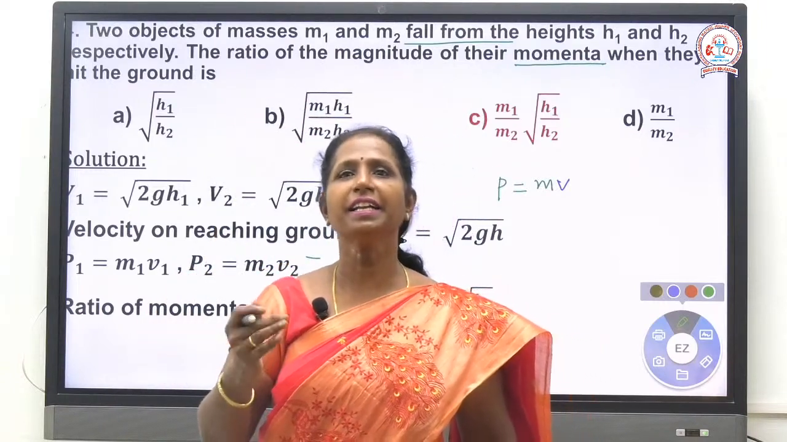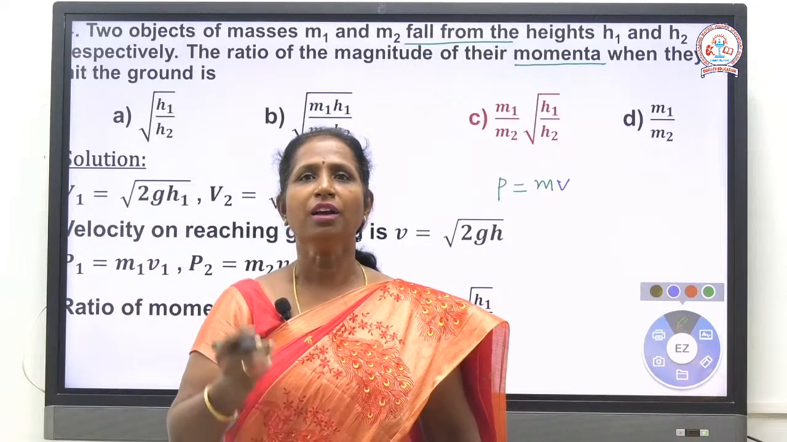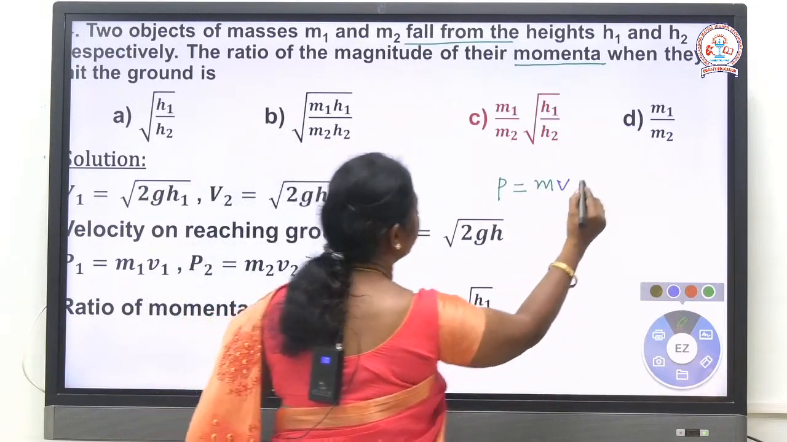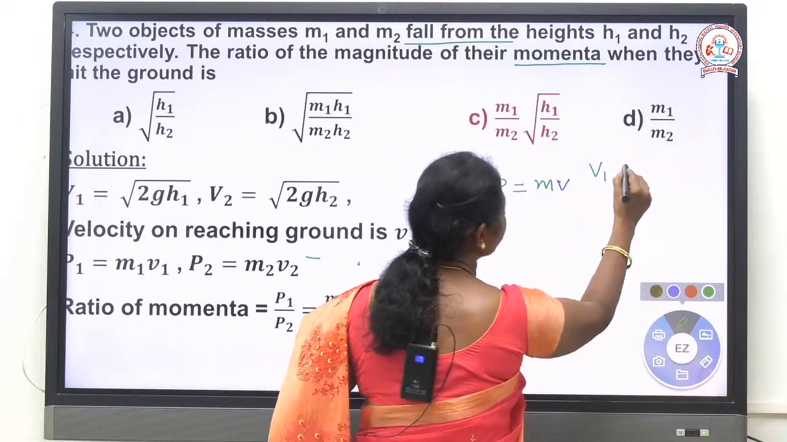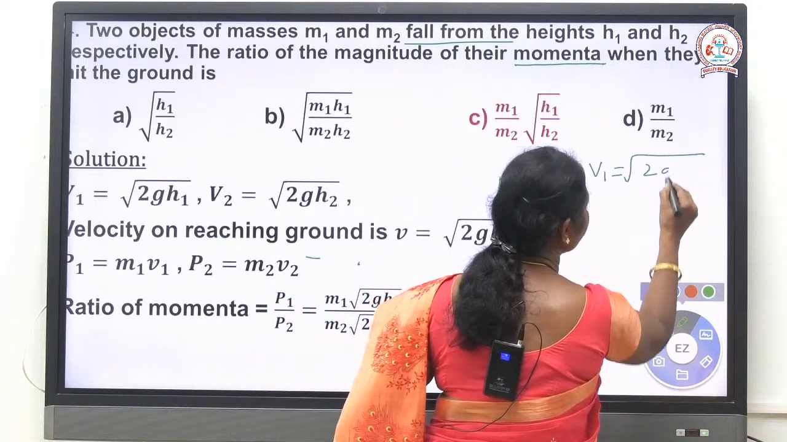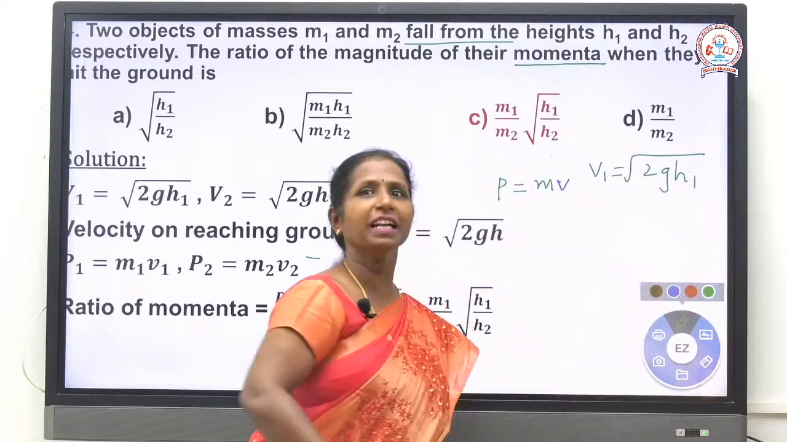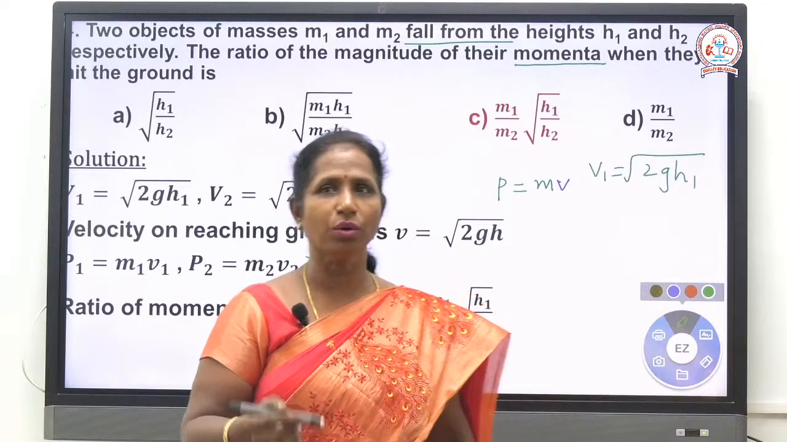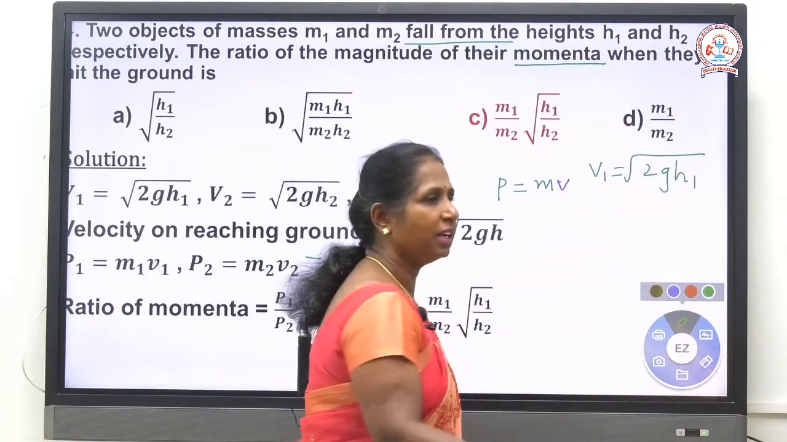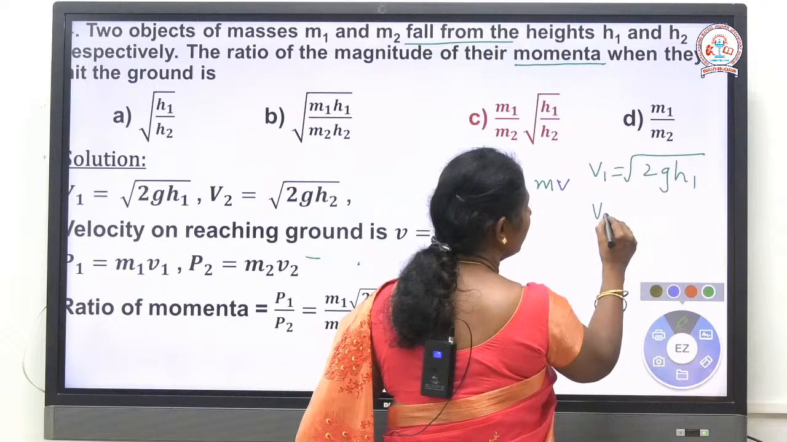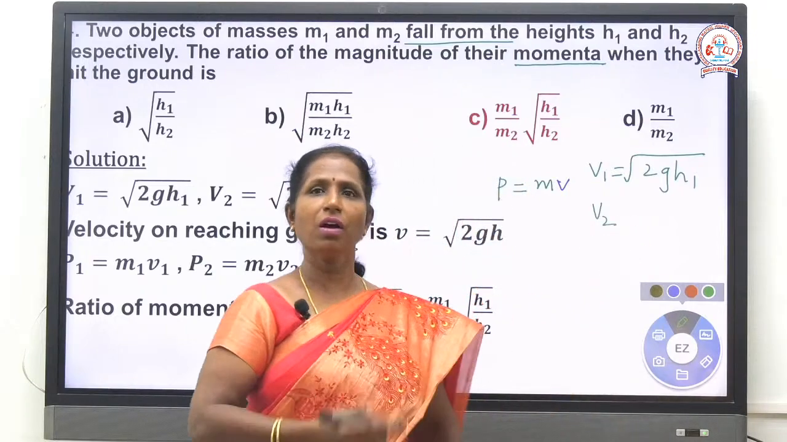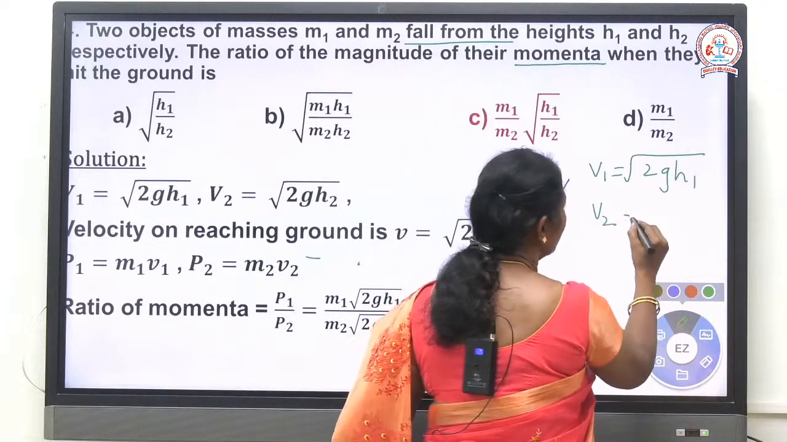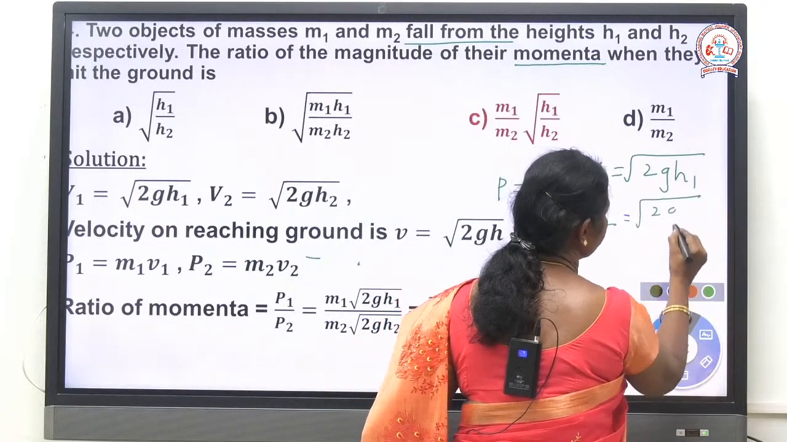We have already derived the velocity for a freely falling body. So what's the velocity of a freely falling body? v1 is equal to root of 2gh1. We have already derived v is equal to root of 2gh. So the velocity of the freely falling body is v1 equal to root of 2gh1. In the same way, the velocity of the second body is v2, v2 equal to root of 2gh2.